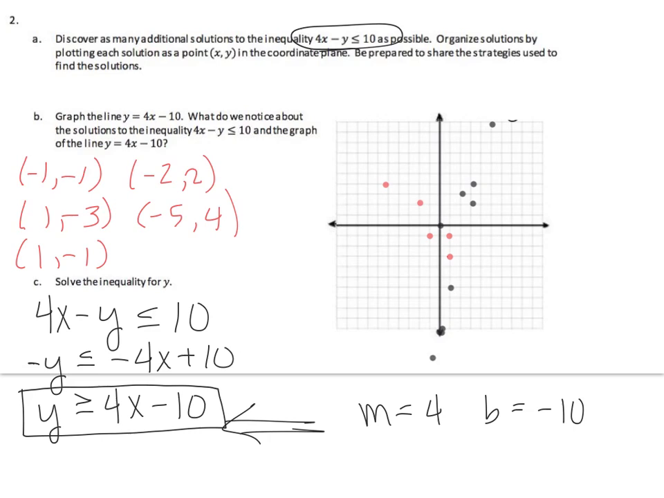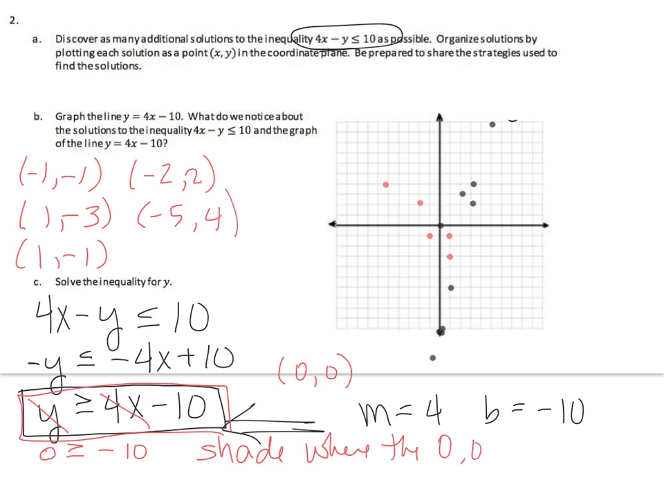That's not actually how I like to work these problems. I like to always find my slope-intercept form, plot the point 0, 0 as a test point, and see what happens. If I say 0 is greater than or equal to negative 10, because those are both 0, is that a true statement? Well, yes. Yes, it is. That means I'm going to shade where the 0, 0 falls.